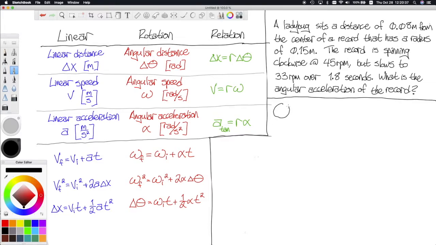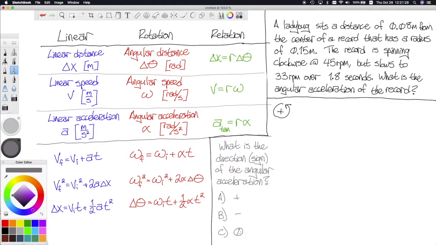I'm going to take counterclockwise to be positive for this problem, and before we get to the calculation here, I want to ask you a clicker question. Is the angular acceleration going to be positive, negative, or 0? So again, go ahead and pause the video to think through this one and see if you can figure out the answer. Then unpause the video to check.